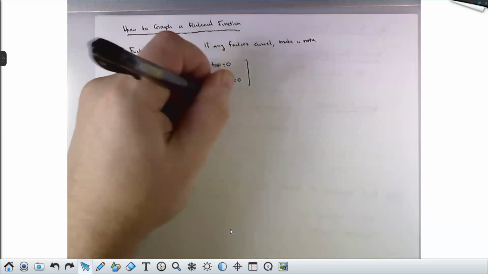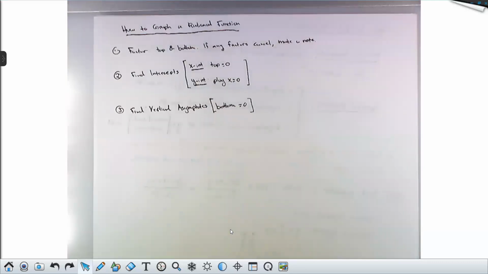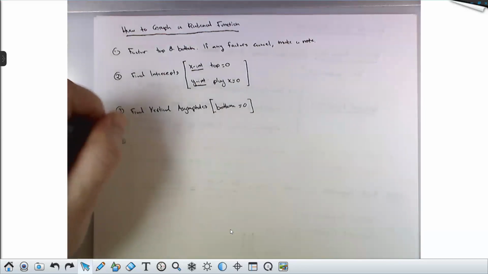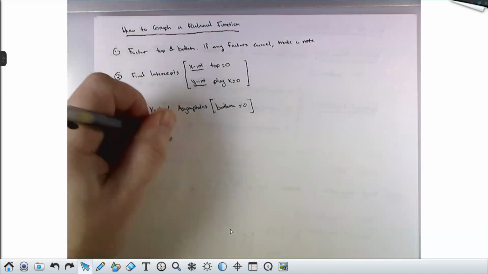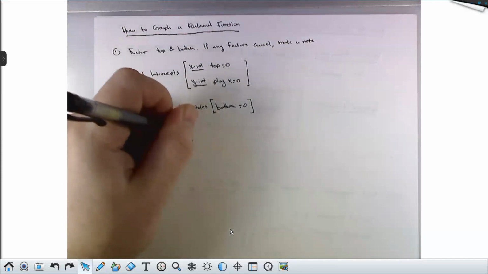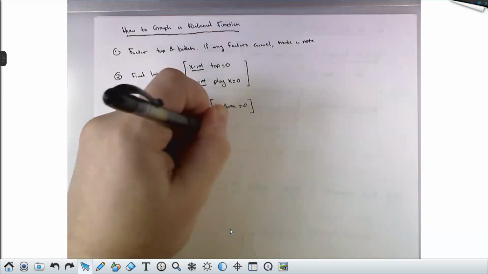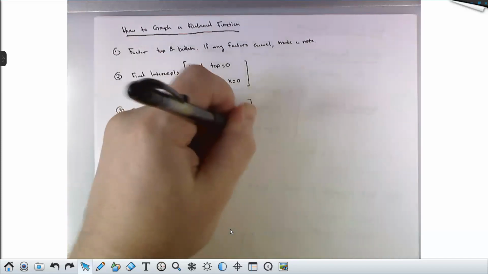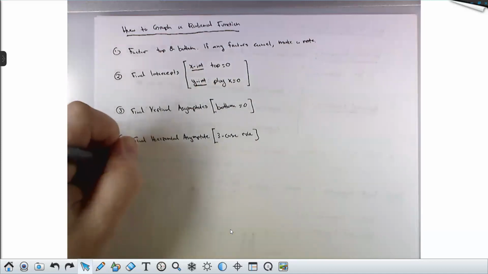And these come from setting the bottom equal to 0, or just by looking at factors of the bottom. And you want to find horizontal asymptotes. Actually, there's only ever one horizontal asymptote for a rational function, and this comes from our 3-case rule. I'm not going to copy that back down. And then you might want to plot a few points.